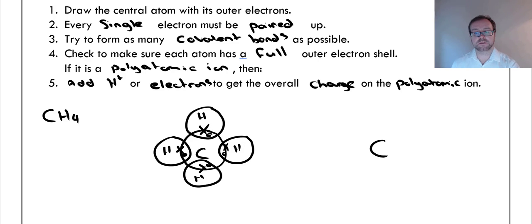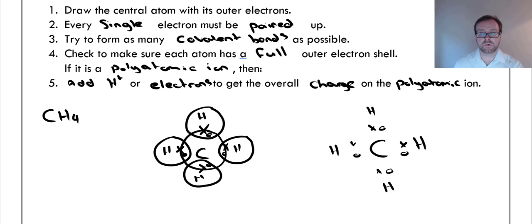You don't have to draw the rings or circles if you don't want to. You can draw it like this. This is perfectly fine as well. And we can see that there's a shared pair of electrons, so it must be a covalent bond.